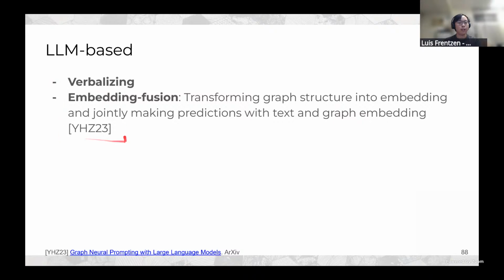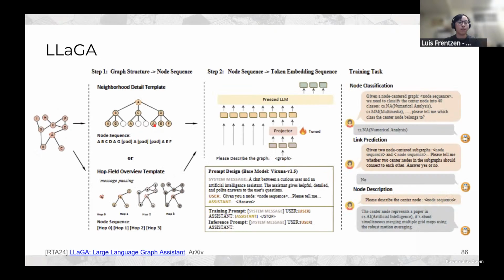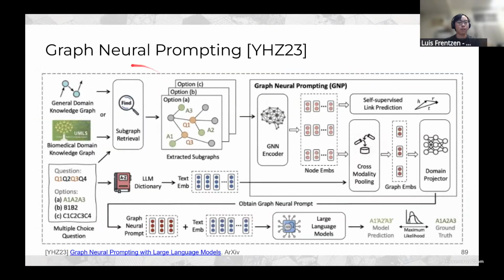And then the next thing is embedding fusion. Basically you transform the graph structure into an embedding and jointly make predictions with text and graph embedding. It's quite similar to the previous one, but this is a different paper giving us the example now. They term this graph neural prompting, but I think the principle is quite the same as the previous one. Here you are going to have some subgraph retrieval. You extract the subgraphs and they go through this component that they make in this paper, graph neural prompting.